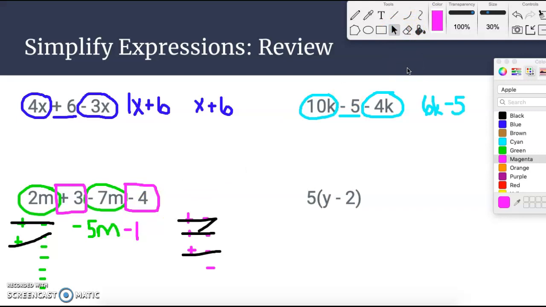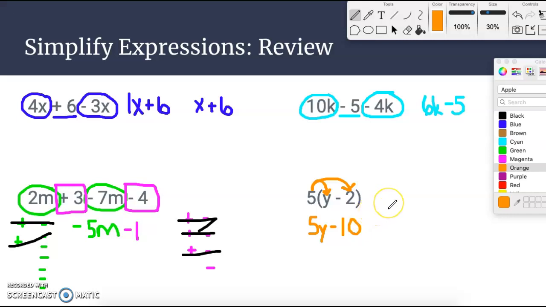And in 5 times the quantity y minus 2, I know this one is not in simplest form because it has parentheses. So I'm going to distribute, like we learned last week. 5 times the first term of y is 5y. And then 5 times the second term, 2. 5 times 2 is 10. And we are subtracting, so this is going to be 5y minus 10. This is now in simplest form. It has no like terms, and it has no more parentheses.